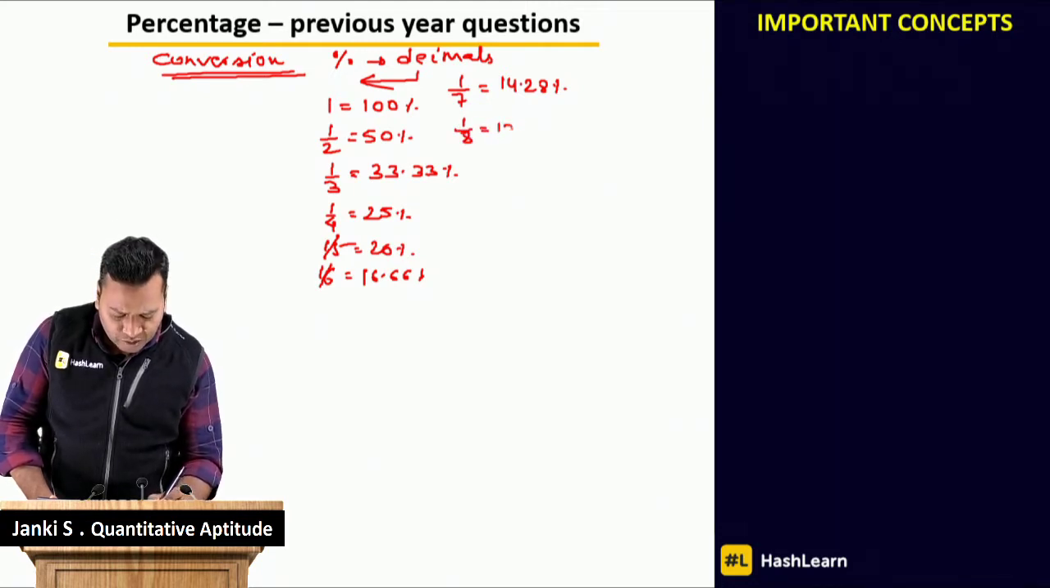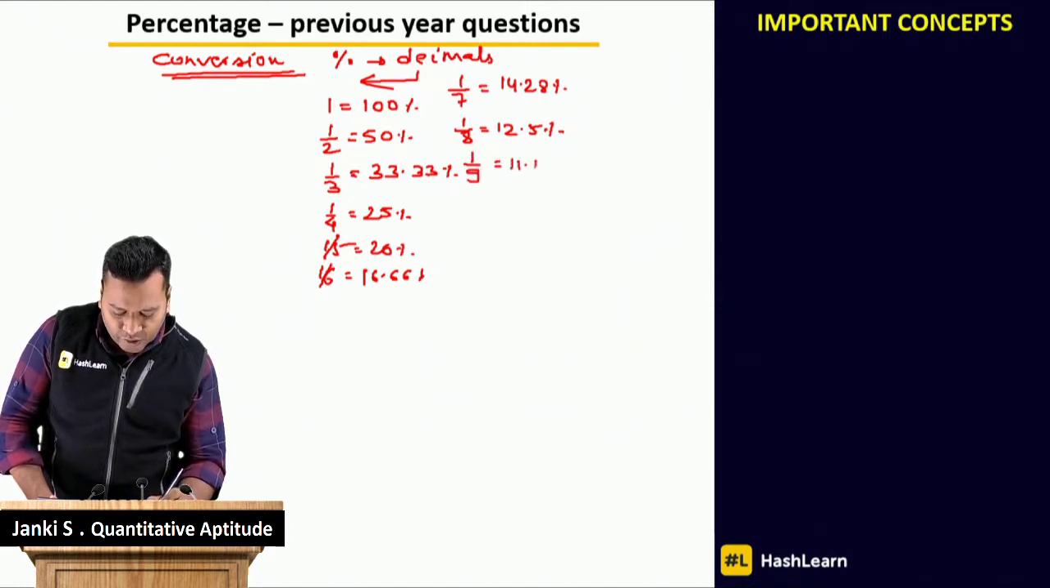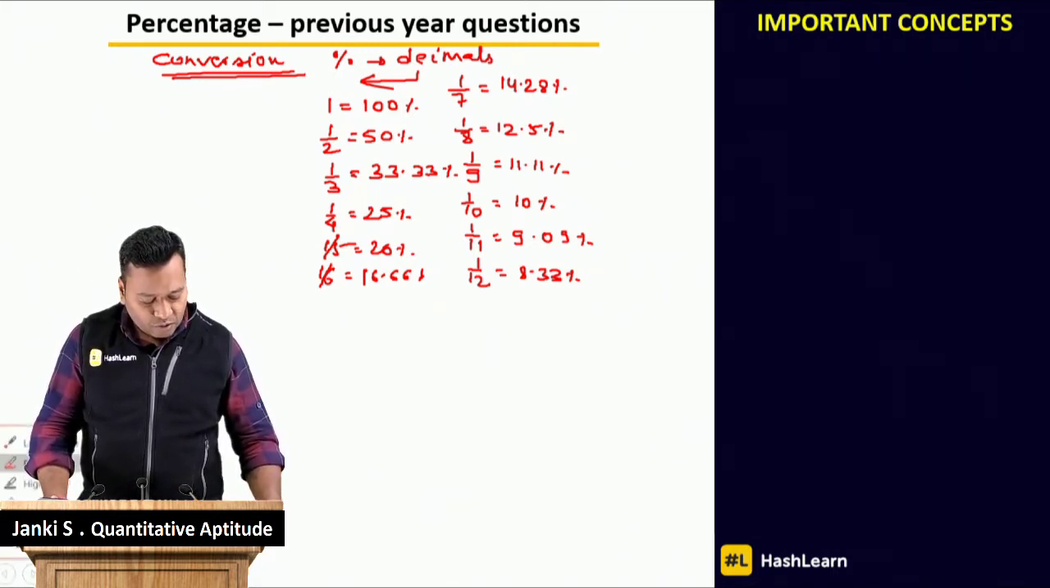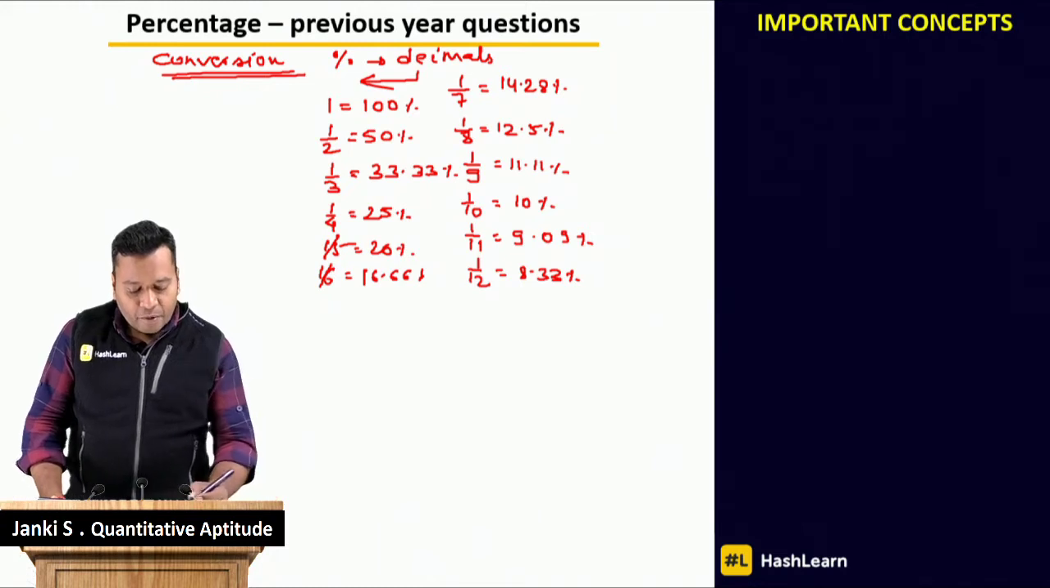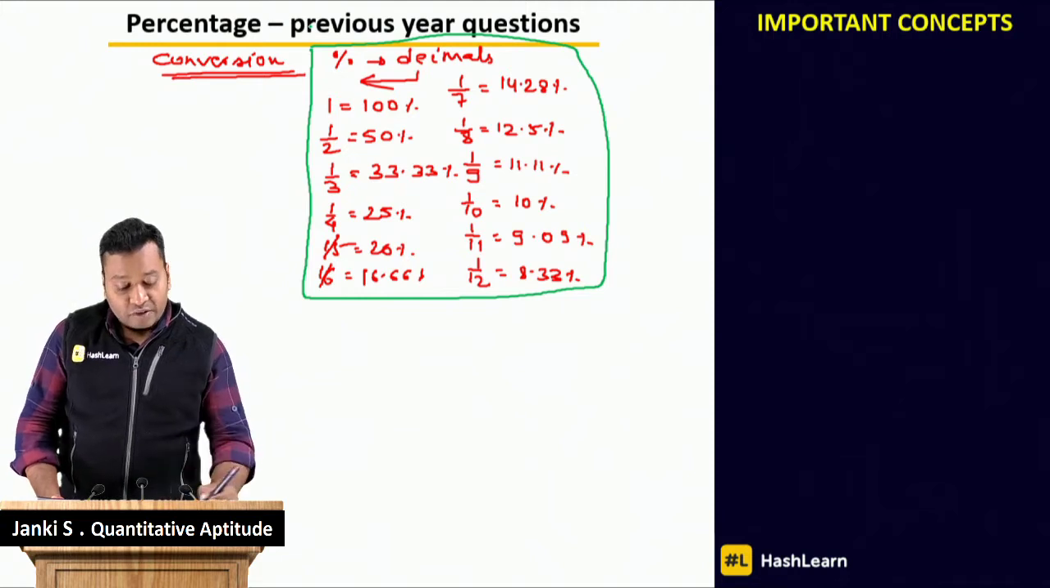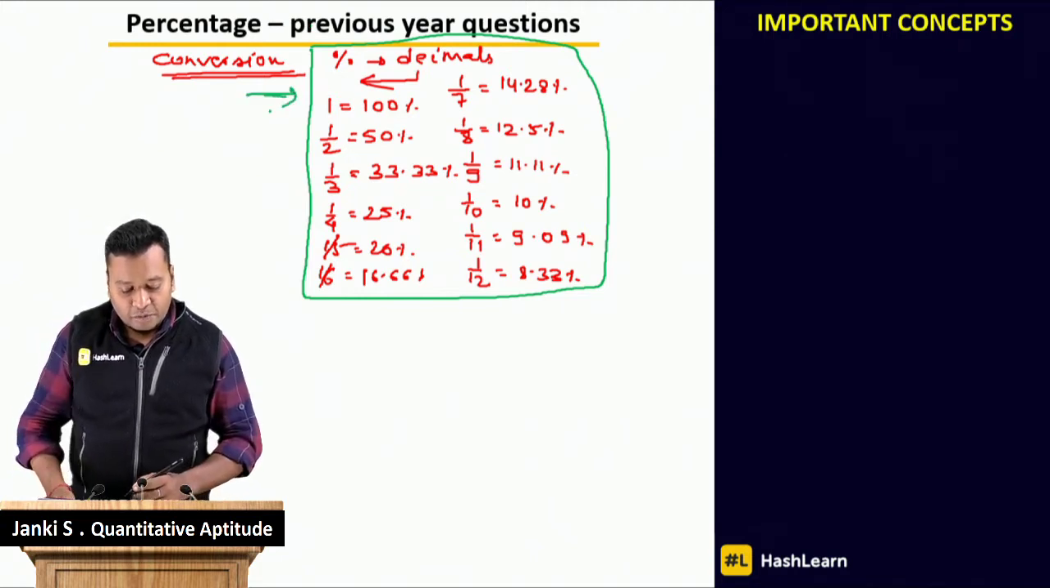Similarly, 1/8 is 12.5%. 1/9 is 11.11%. 1/10 we all know is 10%. 1/11 is 9.09%. 1/12 is 8.33%, right? So the first important part which you need to keep in mind is the fractional values of the percentage, right? That is important because most of the time in calculation you'll be using these values, right? So that's the first observation which you need to keep in mind.